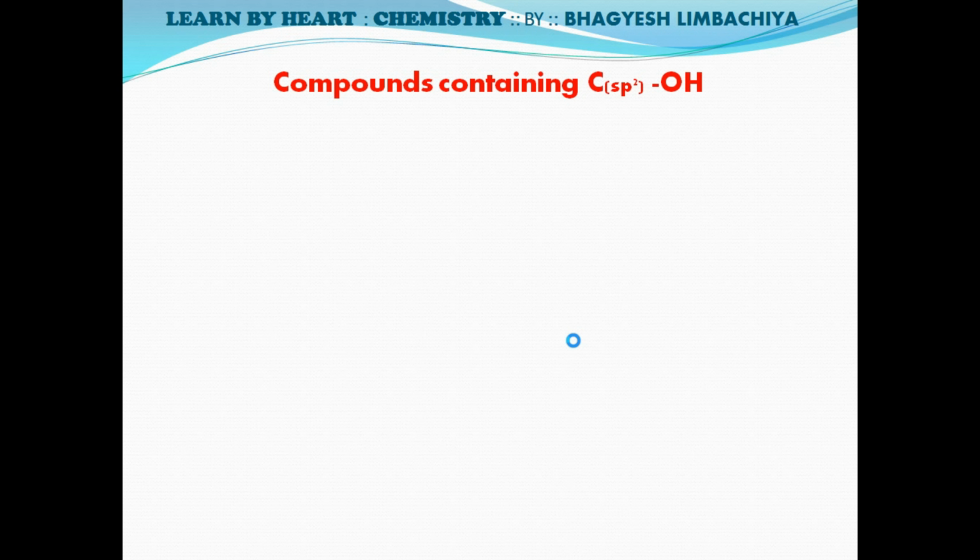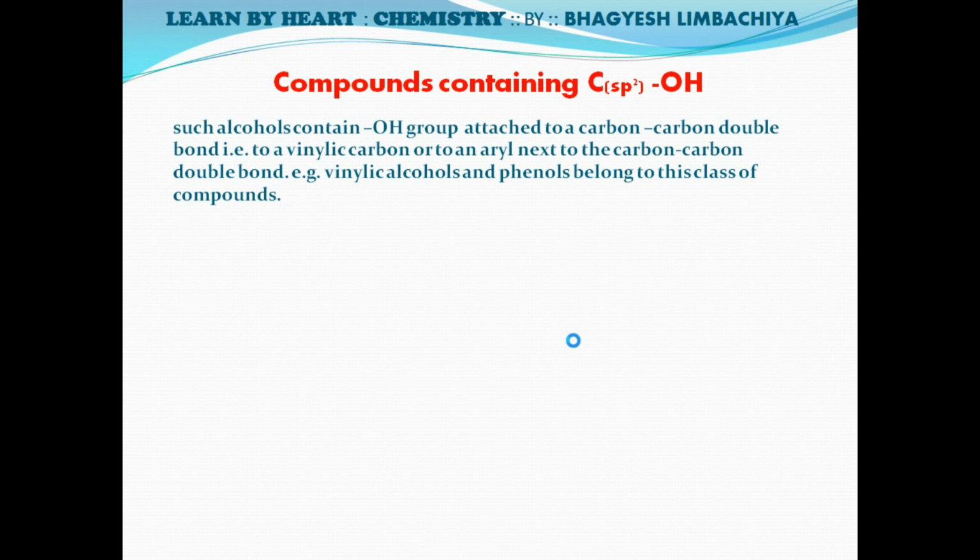now we are considering the compounds containing sp2 hybridized carbon and OH. See, such alcohols contain an OH group attached to the carbon-carbon double bond system, to a vinylic carbon. Vinylic means carbon-carbon double bond containing systems. So vinylic alcohols and the phenols belong to this class of compounds. See, first is a vinyl alcohol.